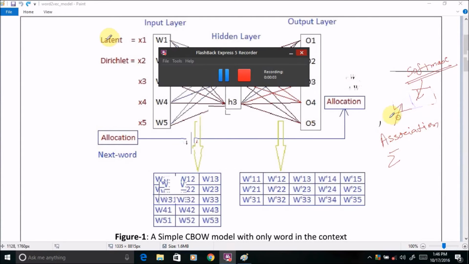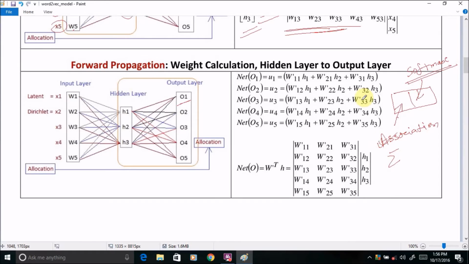So now let us start with the association part. The association part is just the sum of the weights of all neurons which connect to the output layer node O1 and the associated hidden layer node's weight. So we represent the association score for node O1 as net O1, and we can represent it as a U1 variable.